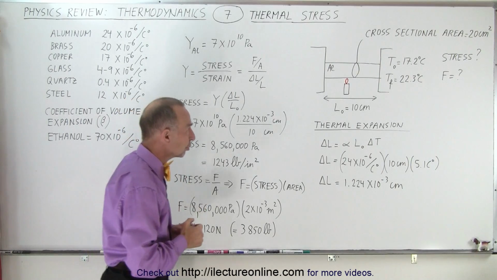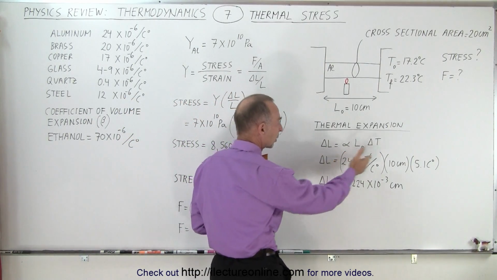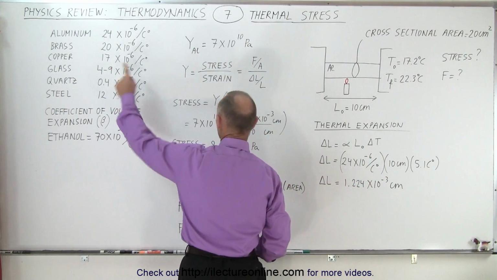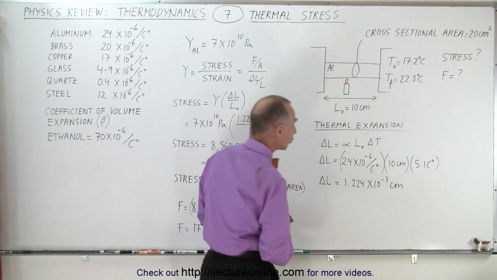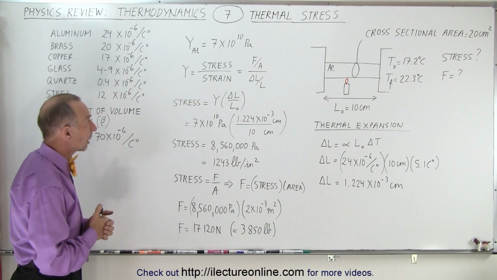Well, first we need to determine the thermal expansion, and we have the equation. We already know what that is. We plug in the values. For aluminum, we have the coefficient of linear expansion, and we get a change of 1.224 times 10 to the minus 3 centimeters in length.